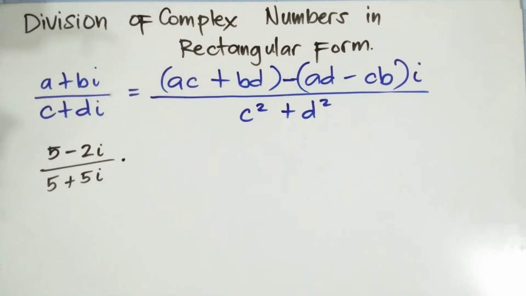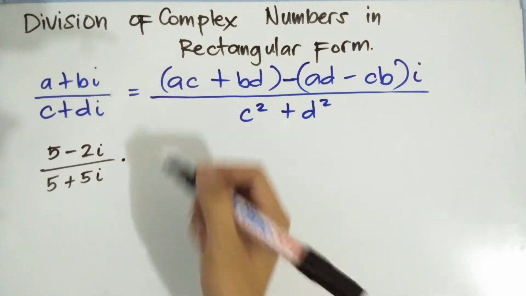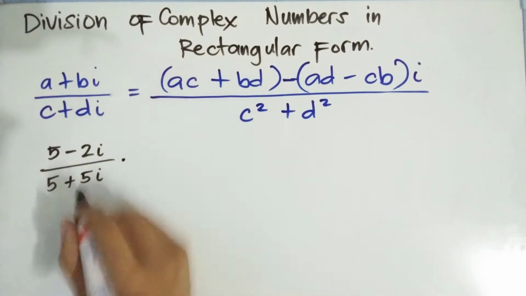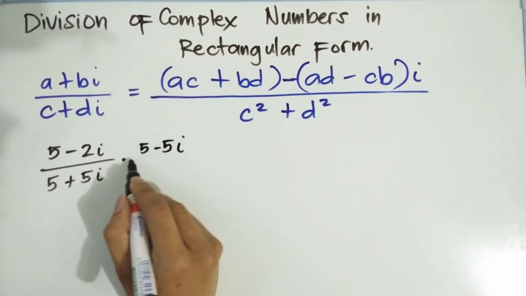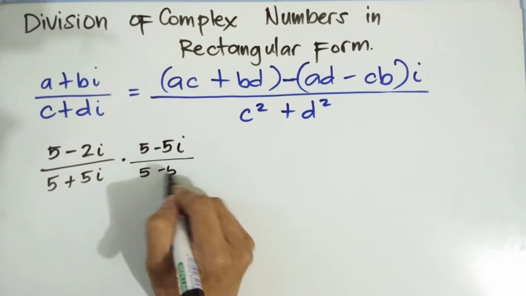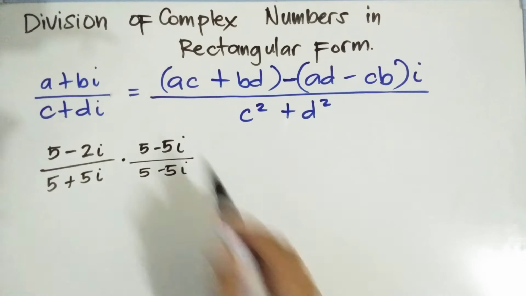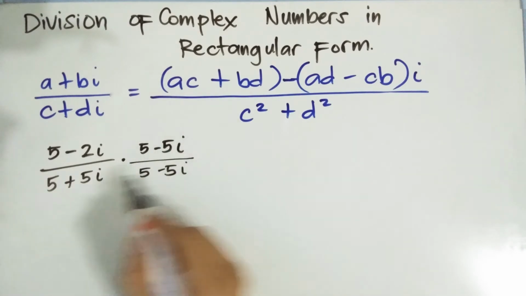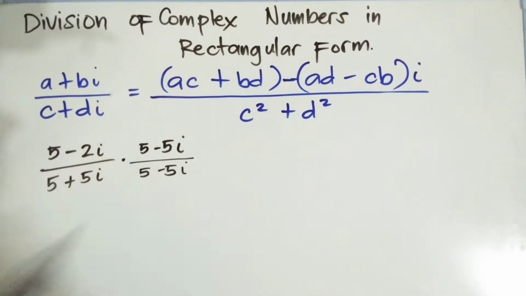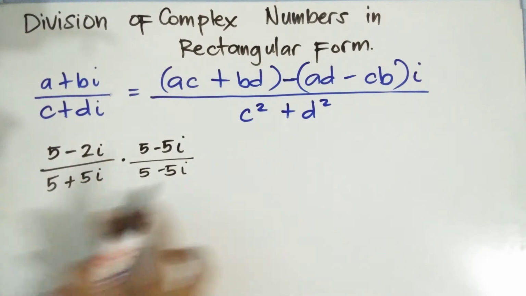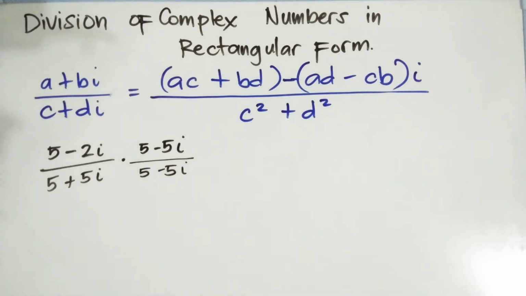I have explained the concept of conjugation in our previous videos, and I will put the link in the description below. If you want to review it, you may check it. So the conjugate of our denominator is 5 minus 5i divided by 5 minus 5i. So if you will notice, if you will simplify this, 5 minus 5i divided by 5 minus 5i is simply equal to 1. We are not changing the value of our complex numbers here, but we are just going to change its form for us to simplify or to solve this division of complex number.